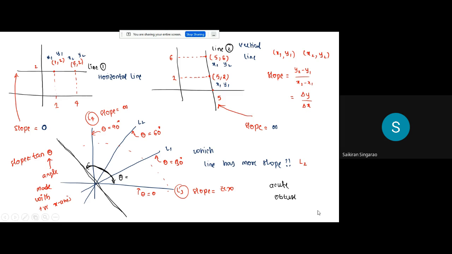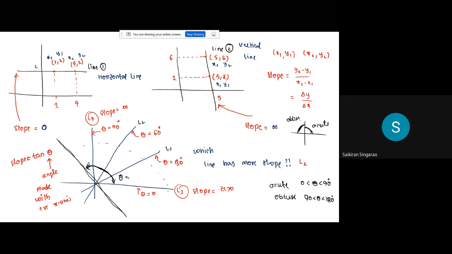So what am I asking, sir? It's an obtuse angle, right? Because it's greater than 90 degrees. Obtuse means 90 less than theta less than 180. Acute means 0 less than theta less than 90 degrees. So if it is in this range, it is acute. In this range, it is obtuse.